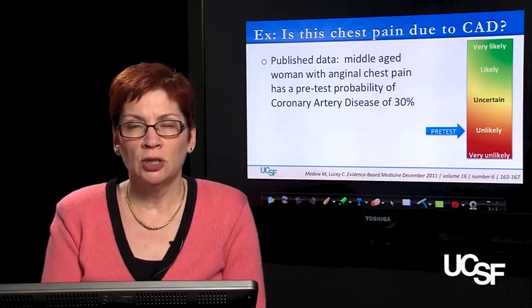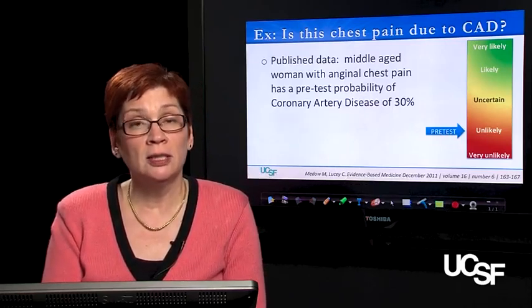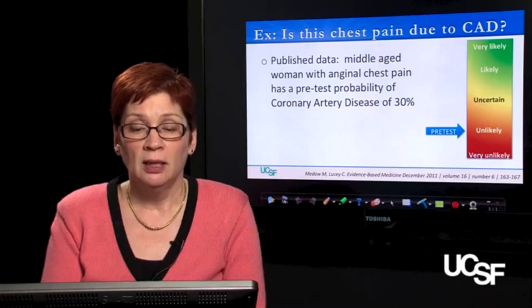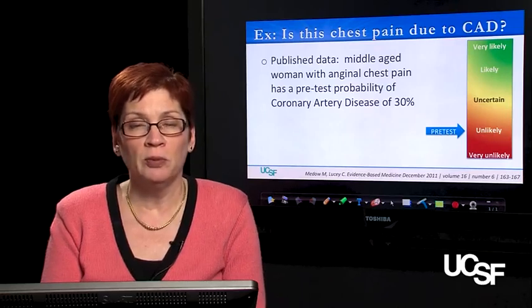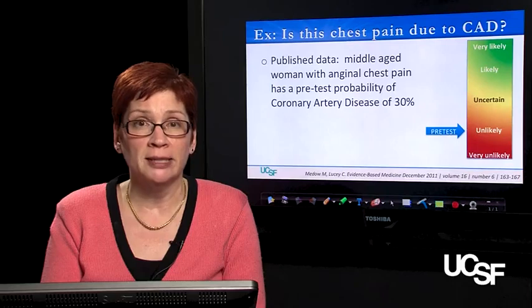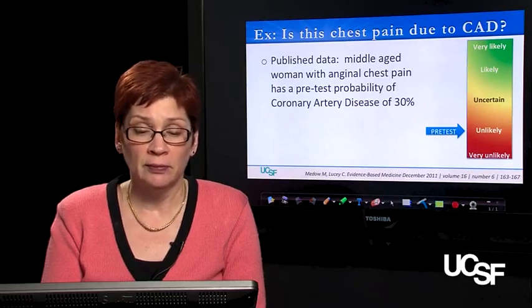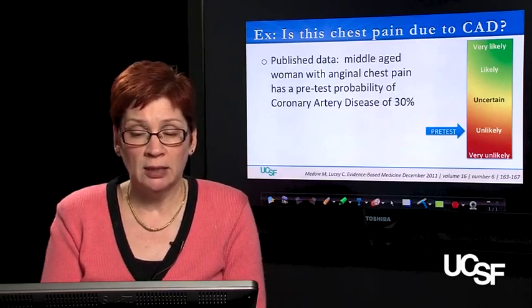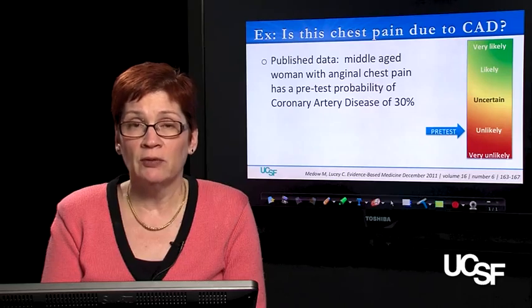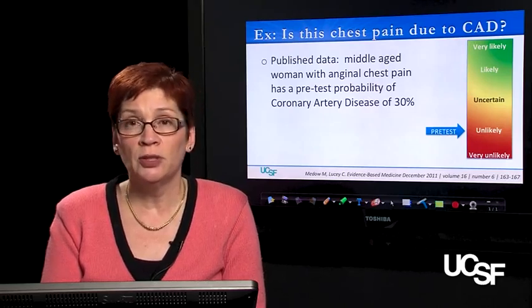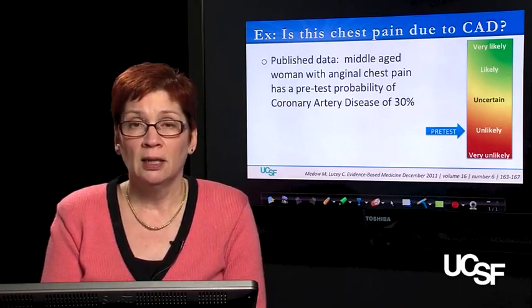Let's take the same situation and apply it to a different population. And here's an example where the epidemiology really changes the pretest probability. In this case, we're dealing with a middle-aged woman, and we know that women have, at a given age, proportionally less likelihood of coronary artery disease, particularly premenopausally. So, middle-aged woman, same anginal chest pain. From population studies, we know they have a pretest probability of coronary artery disease that's 30%. It puts them in the unlikely category.